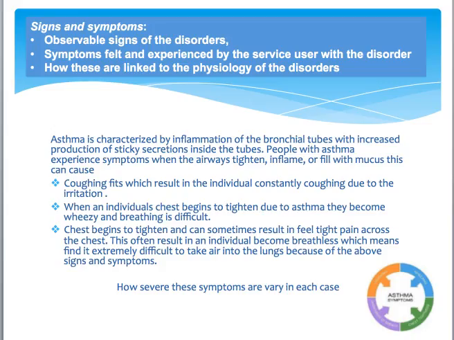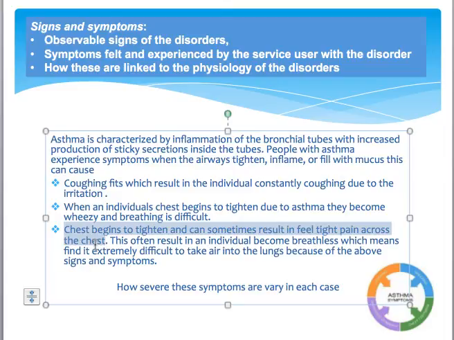And then finally, you need to talk about signs and symptoms. So the key things are observable signs of the disorder, so what you can see. So coughing fits, you can actually see people coughing, so there's my coughing fit. Wheeziness, again, you can hear people when they have wheeziness on the chest. But this one here, the chest begins to tighten. Potentially, you can't really see that as a sign. However, you may well see them struggling to get breath, and that would be the sign.